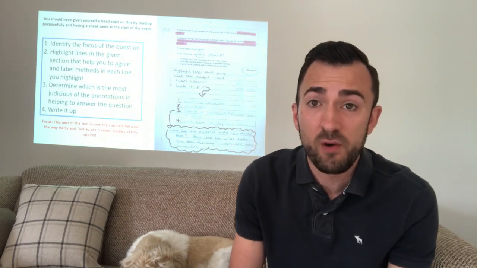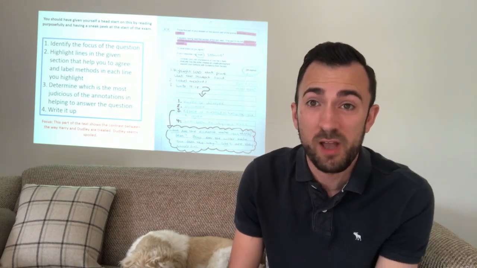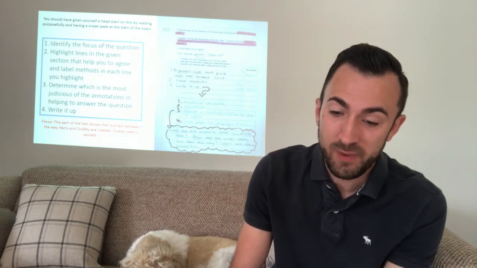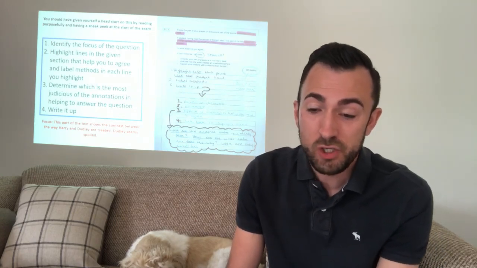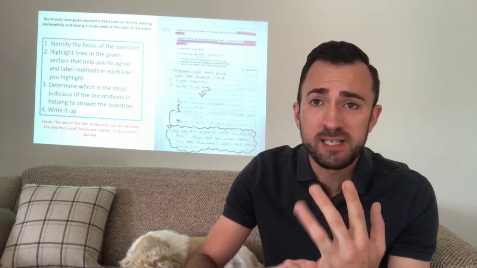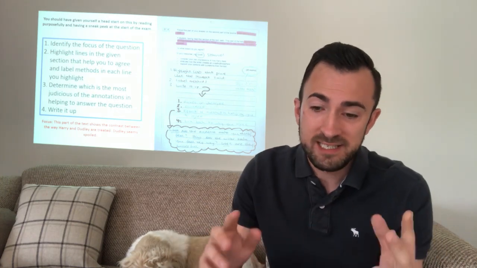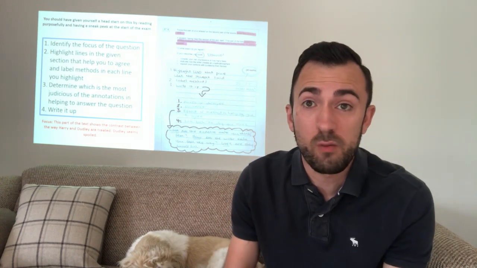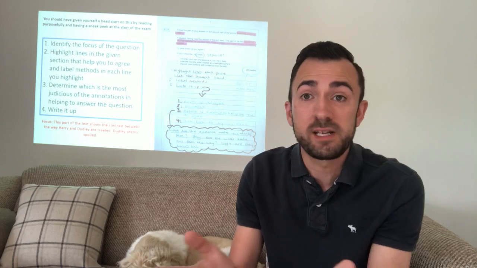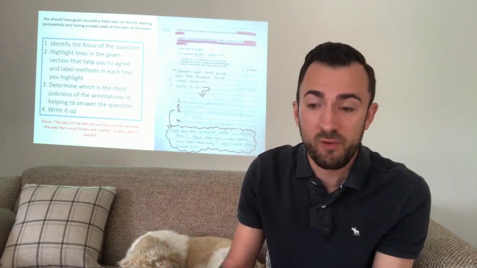Steps then: identify the focus of the question is number 1. Annotate the question, highlight the key parts of it. In this case, it's this part of the text shows the contrast between the way Harry and Dudley are treated. Dudley seems spoiled. We've got 2 things to look for: the contrast between the 2 boys and Dudley being spoiled. Secondly, we need to highlight the lines that we found in the section of the text that help us to agree or disagree, and importantly have labelled those with a method or a type of word.